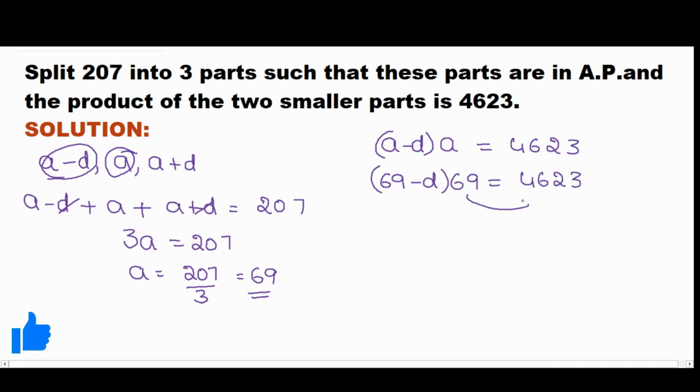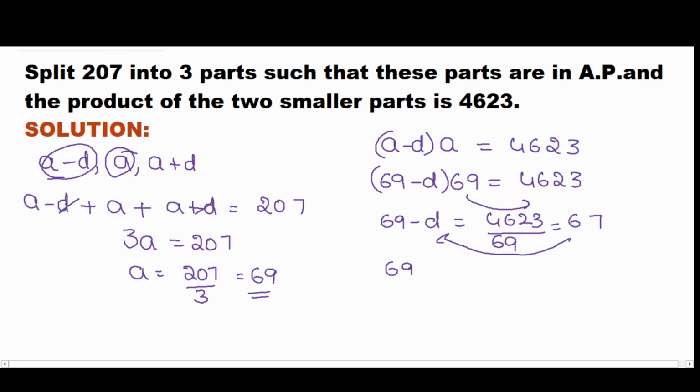So I'll bring the 69 towards this side. It comes to the denominator. So I am left with 69 minus d is equal to 4623 divided by 69. If I divide this, I get 67. Now I'm going to bring that 67 towards this side. It becomes minus 67, which is equal to d. And 69 minus 67 is nothing but 2. So I have d value as 2 and a value as 69.